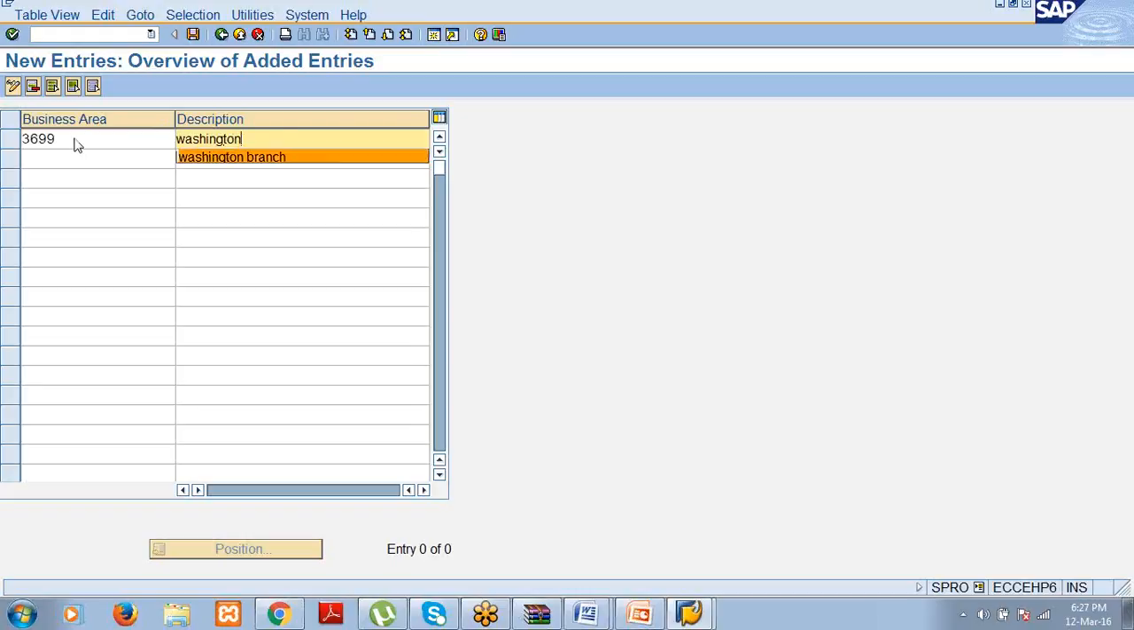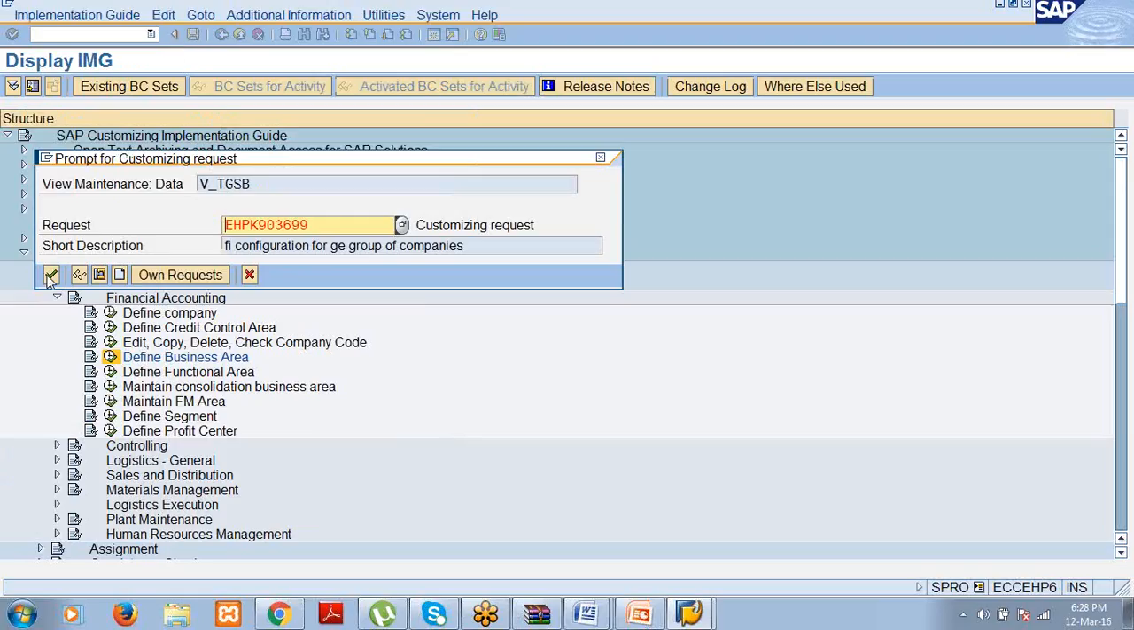Description is equal to Washington branch. Suppose if you have the California branch, give some other name, 369A, California. Like that, you can go on defining any number of business areas. But in our material, I have given only one business area. Click on Save and enter.